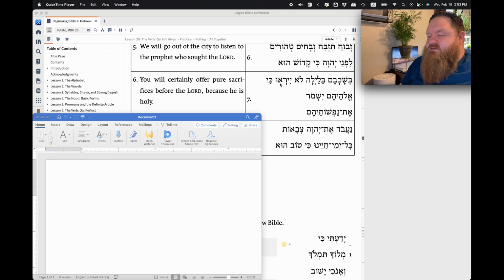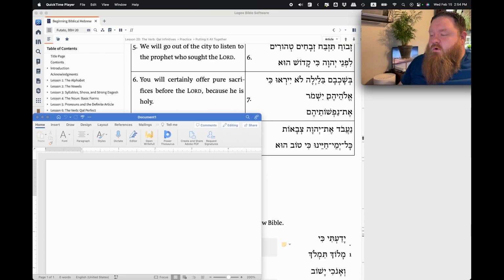Yira'u is from yara. It's going to be 3CP, Qal imperfect. You will not be afraid, you will not fear, because Eloheihem, boy, I'm glad we did this one. Eloheihem, this would be Elohim, but it's got the hem suffix for 3MP, because their God, yishmor, shamar, Qal imperfect 3MS, because their God will keep or guard, et, definite direct object marker, what will he keep or guard? Nafshotehem, the souls of them, their souls.